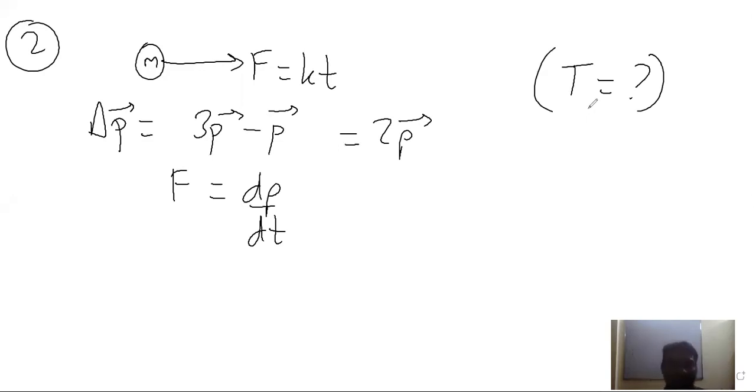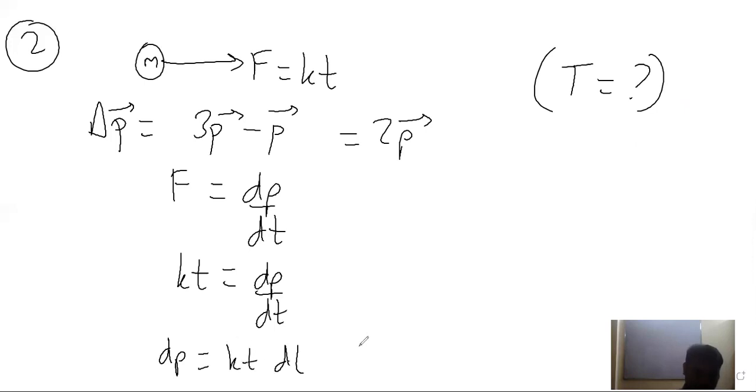So force is dp by dt. So kt is equal to 2p upon time t. In this case, we have to find the value of t. Let us not write it like this. Let us write it in derivative form itself. So cross multiplying. After this, let us integrate it.